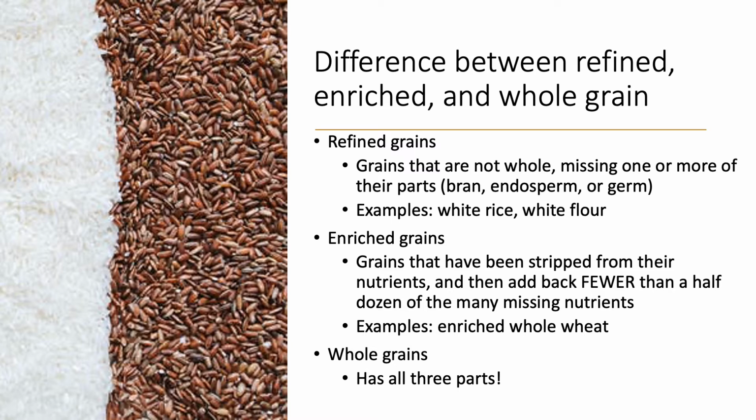Enriched grains mean that the original grain has been stripped of its nutrients, and then they go back and add some of it, but not all of it. And so you'll be missing out on the nutrients that it once had. Examples of this would be enriched whole wheat that you'll see on the back of bread and flours. And then whole grains, it just has all three parts. You'll get the full benefits of the nutrients that it holds.